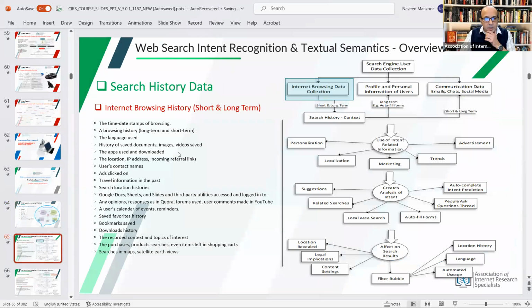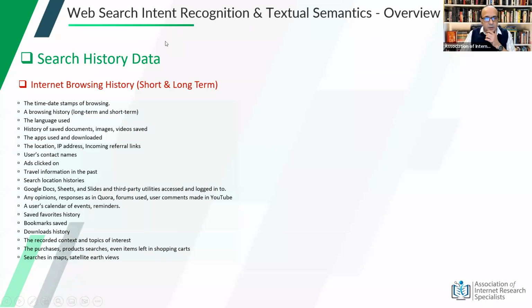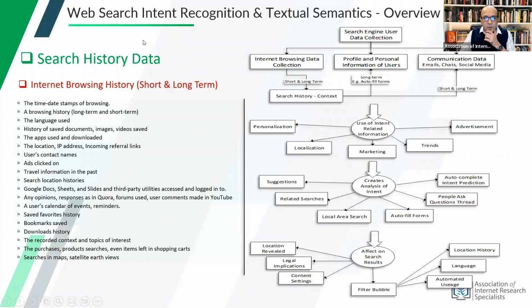Okay. Next, we are going to look at exactly what are the different collections of information, or where certain information sets are: short-term history and long-term history.